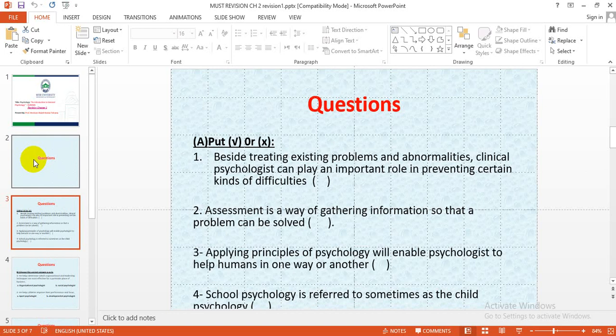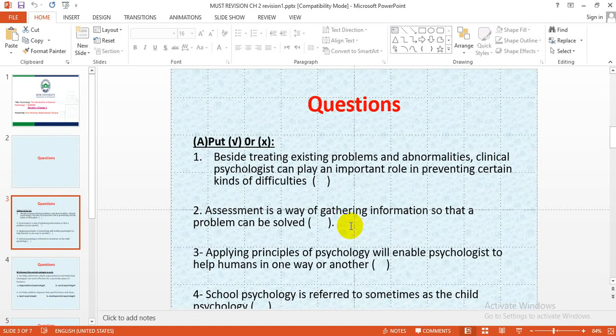Besides treating existing problems and abnormalities, clinical psychologists can play an important role in preventing certain kinds of difficulties. The question is asking about the role of the psychologist in prevention, over and above his role in treating disorders. The second question: now try to guess the answer or come up with the answer, try to find out the correct answer, and I will get back again to the question, and I will help you to find the answer in your book or your slides.